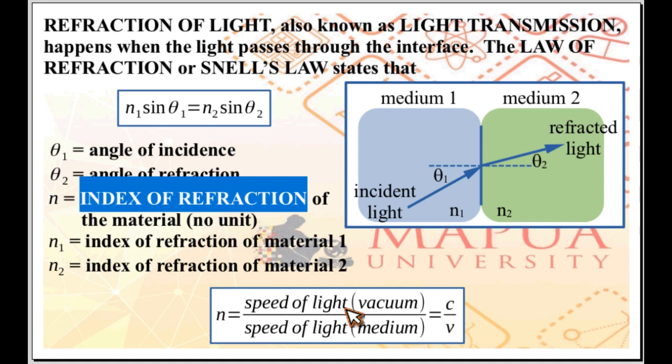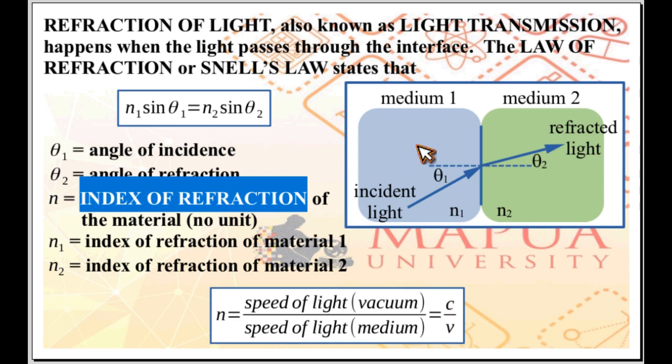It is the ratio between the speed of light in vacuum and the speed of light in the corresponding medium. So n is equal to speed of light in vacuum divided by speed of light in the medium. n is equal to c divided by v. So n1 is equal to c divided by v1. n2 is equal to c divided by v2. v1, speed of light in medium 1. v2, speed of light in medium 2.